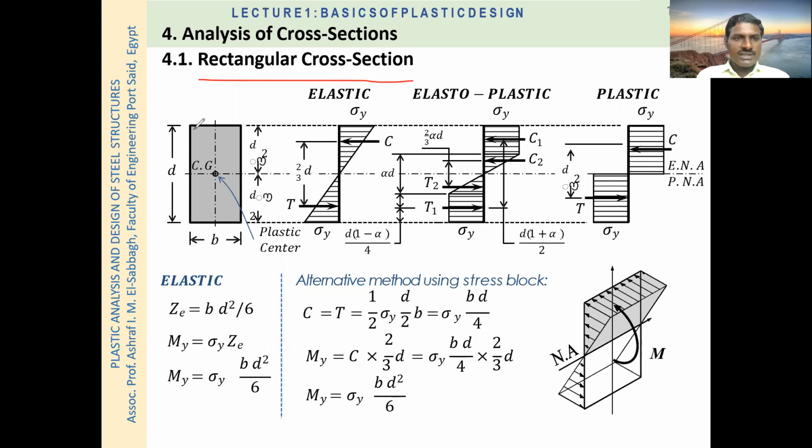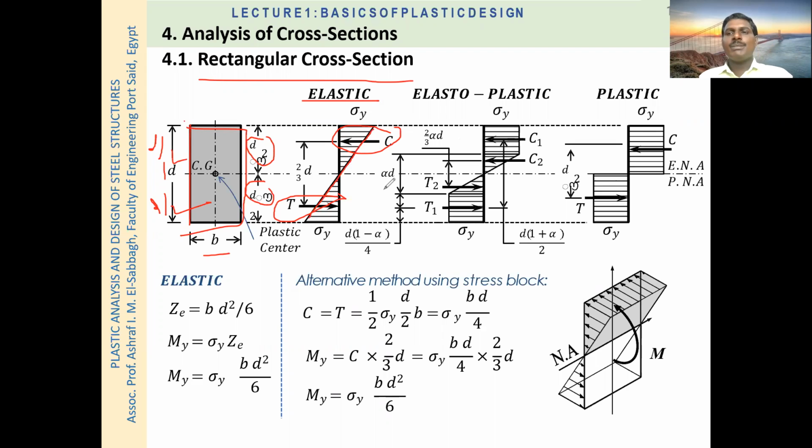So if we see here, this is the rectangular cross section. B is the width, D is the depth of this section, and the CG is at the center, at D/2 distance from the top and D/2 distance from the bottom. Now see first the elastic behavior of the section. This is the area in compression and this is the area in tension, and the variation is linear.